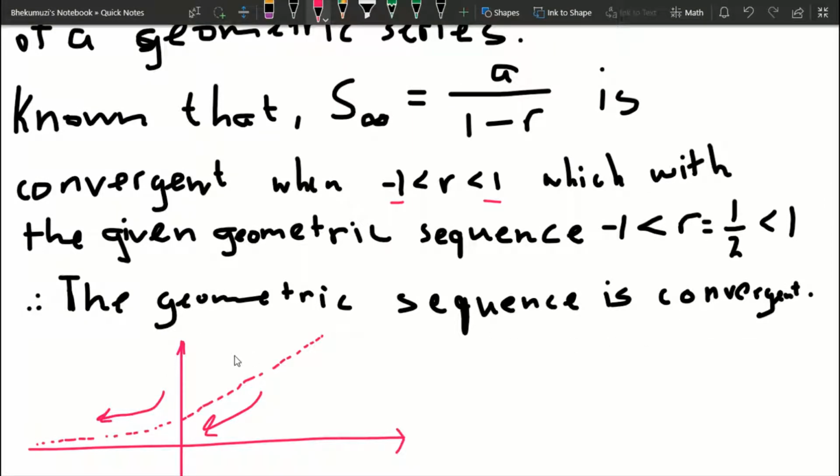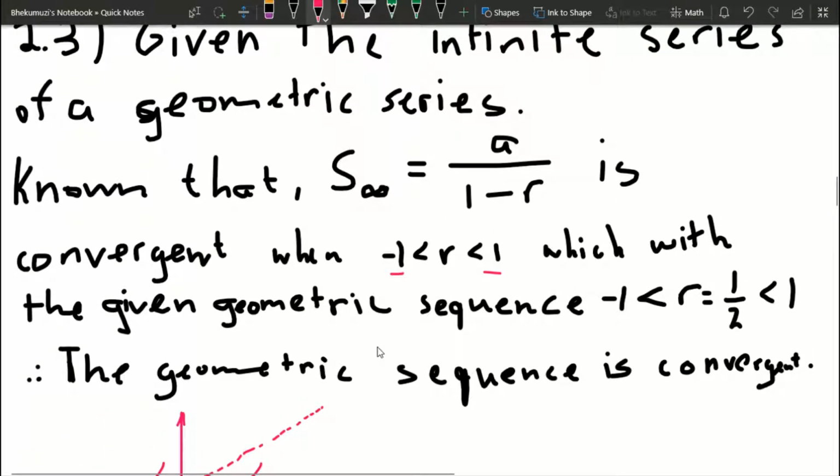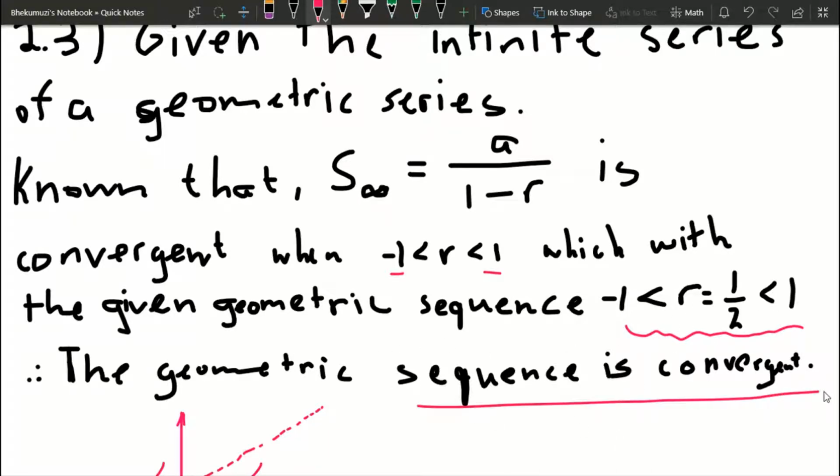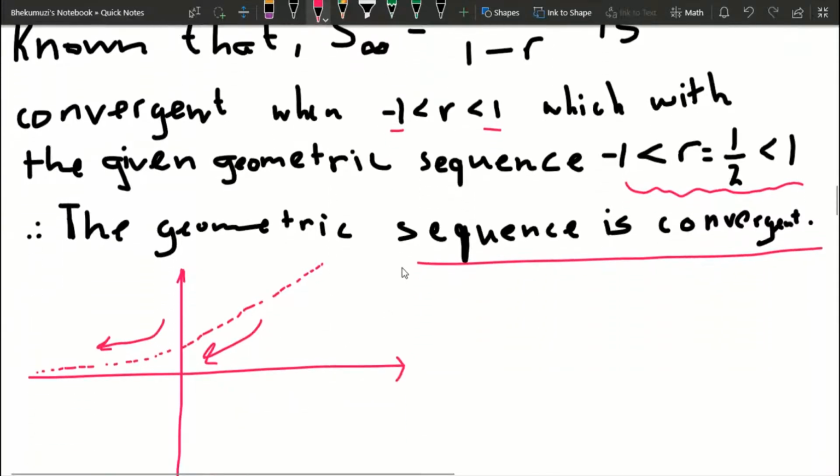So basically what they'll be looking for here is two things. They'll be looking for you to actually show that in actual fact the r that you have calculated falls in between 1 and -1, and then also state that because of that it is convergent. The series, not the sequence. So it's series, not sequence. And why is that? Because the sequence is just a list of numbers and it's not adding together, right? Okay.